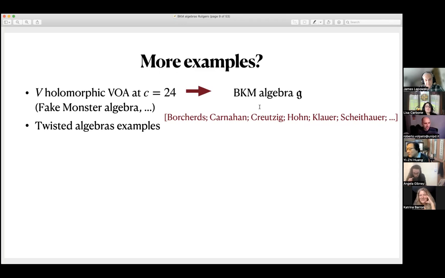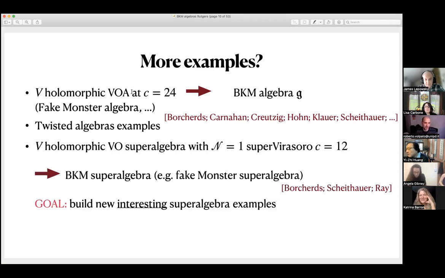Now these are bosonic vertex operator algebras, but you can try to do the same kind of construction with vertex operator superalgebras. So what you have to do here is take holomorphic vertex operator superalgebras, and now the right central charge in this case is 12. There is one good example, which was actually already suggested by Borcherds, but then the more explicit construction was given by Scheithauer, and it's called the fake monster superalgebra. What surprised me a little bit was that there were not many examples of this kind that were built.